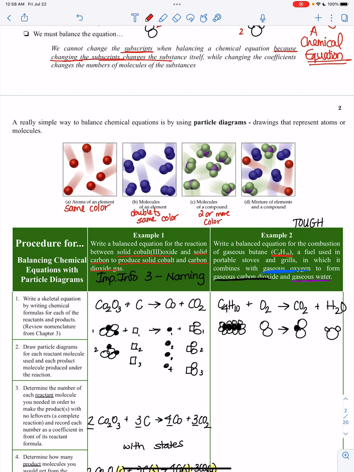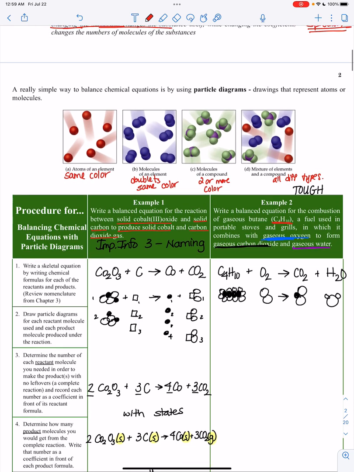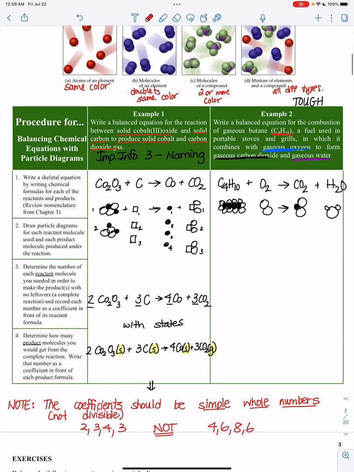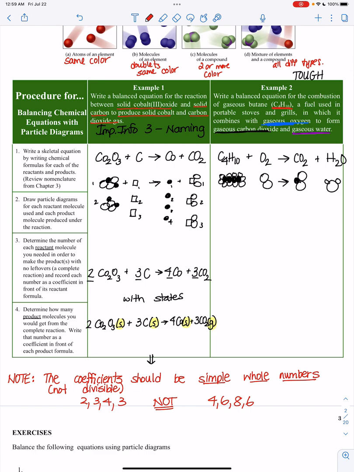And of course, we could have a mixture where I have all different types. But this is roughly not really going to be what we're focusing on when drawing. Here are a couple of examples. We're going to do example 2 together, but look at example 1, and I'm going to talk us through example 1 and how it was already done.